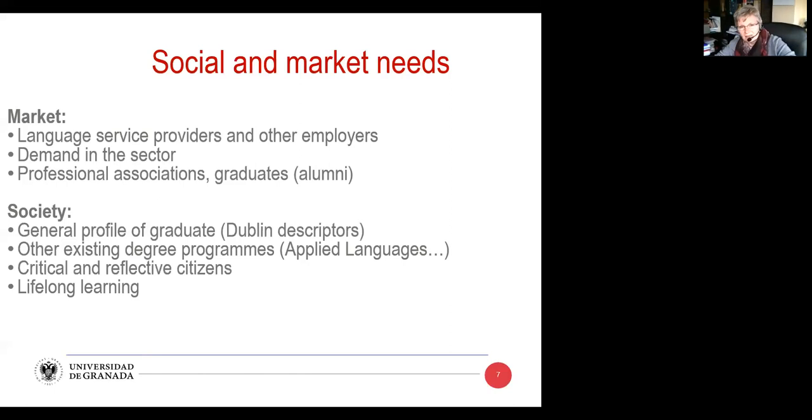but also we need to look at demand in the sector, and there will be demand in the sector which is not necessarily covered by current language service providers. A very interesting case in point here would be that of community translating and interpreting, public service translating and interpreting, which is a very, very strong social need and yet doesn't normally appear very high in the priorities of language service providers and other employers.